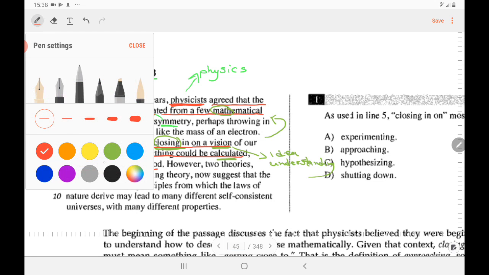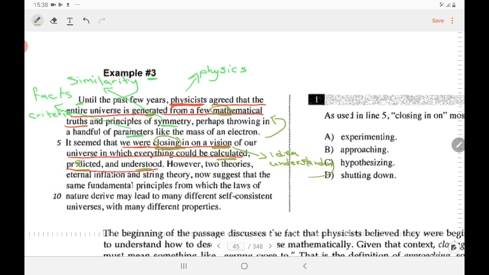However, two theories. However, here what's before however will be the opposite or in contrast with what's after however, because it's equal to but. Two theories, what are they? Between two commas will tell us. Eternal inflation, the continuous increase.